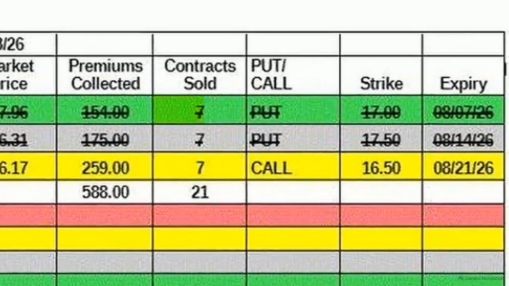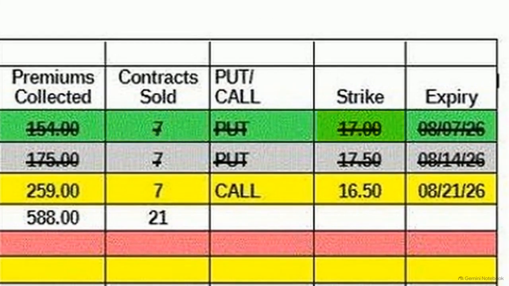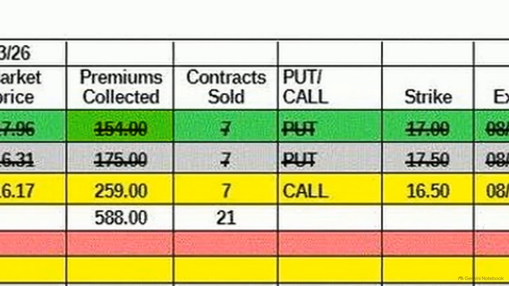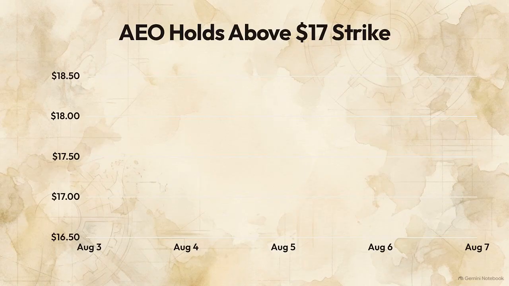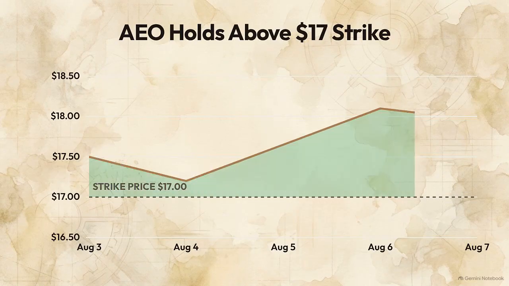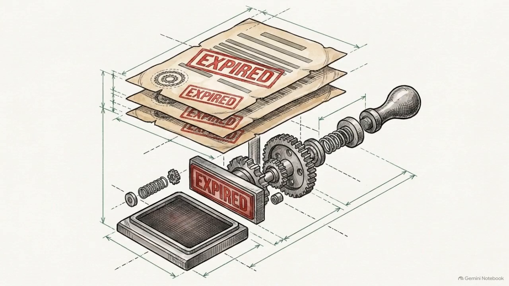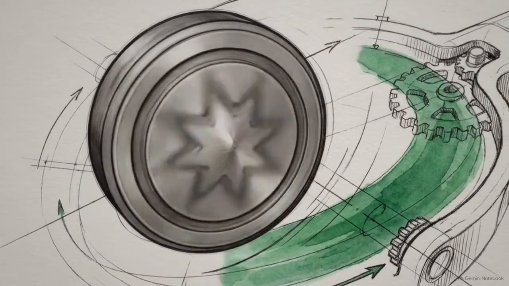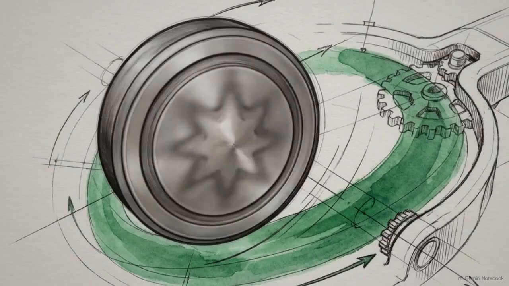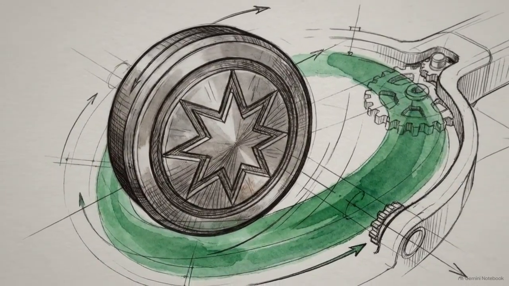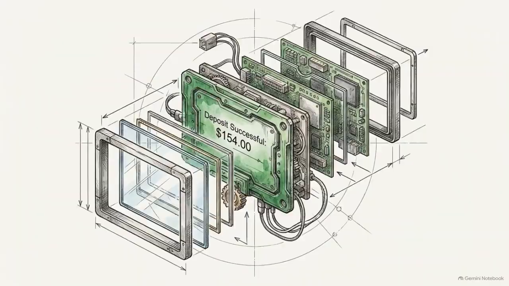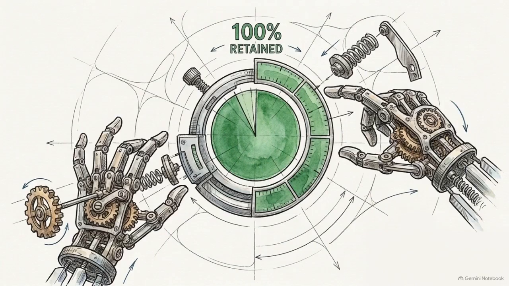The trader opened the sequence by selling 7 put contracts with a strike price of $17. Selling these contracts generated an initial cash influx of $154. This row is color-coded green because the market price of AEO remained at $17.96. Since the stock stayed above the $17 strike price, the contracts expired without being exercised. Following the free cash flow rule, the trader banked the full $154 as profit and immediately freed up their collateral for the next trade. This first phase represents the pure income portion of the cycle, where market pricing allows the trader to retain the entire premium.